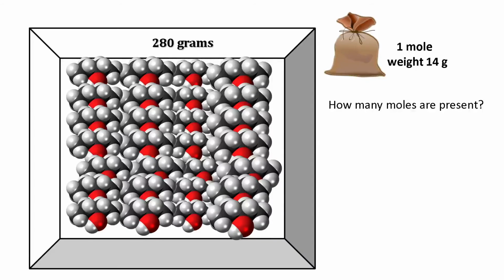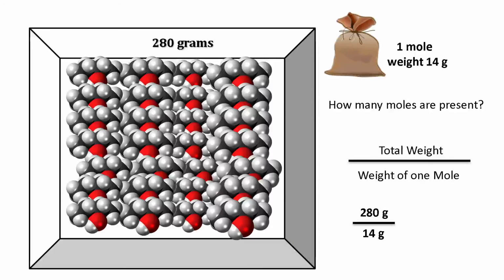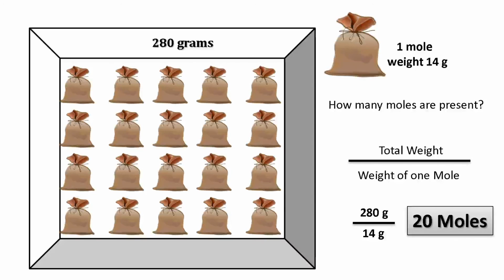We use the formula to find the number of moles, which is total weight divided by the weight of 1 mole. The total weight is 280 grams. The weight of 1 mole is 14 grams. Hence, we get the answer 20 moles. That means this basket will have 20 moles of these molecules. In other words, it means that it can accommodate 20 such molar bags, right?